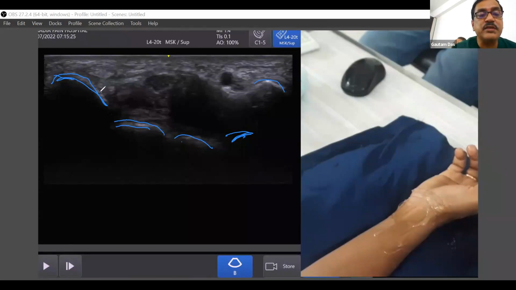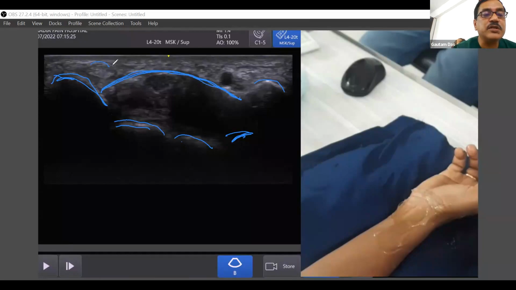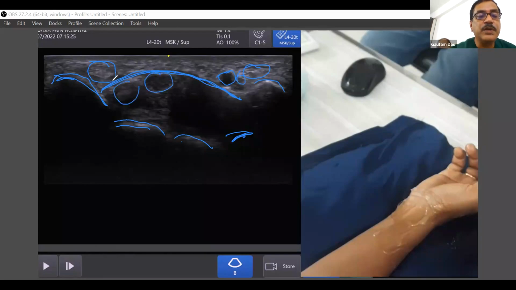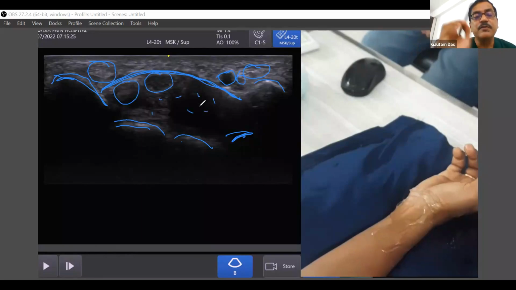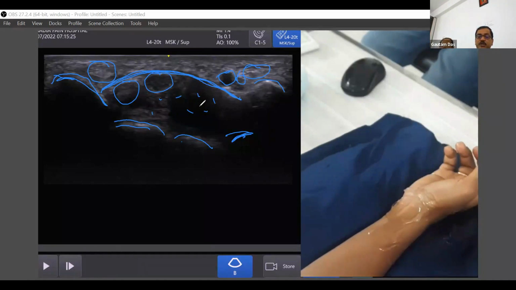And now what you can see here is the flexor retinaculum, that is the roof of the carpal tunnel. And what you can see here outside the carpal tunnel, this side is your flexor carpi radialis, this side is your flexor carpi ulnaris. We are having the ulnar artery, we are having the ulnar nerve. And this is your median nerve, this is your flexor pollicis longus, and the other tendons, flexor digitorum superficialis and profundus, are not seen here because they are dipping down and becoming anechoic, so we can't see them. So we have to tilt it to see the tendons better.